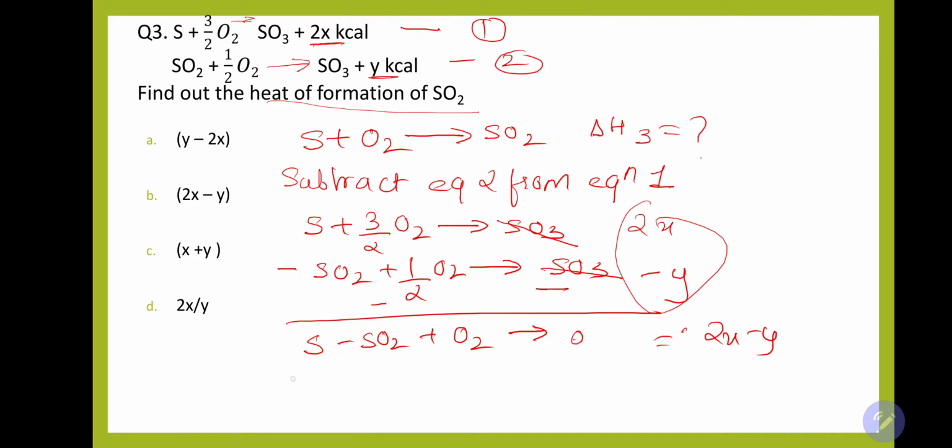So rewriting this equation, you can see that S plus O2, take this SO2 this side, it will give you SO2, which is equal to, so what is the answer? It is 2x minus y. Okay, so the answer is 2x minus y. Let's move to the next question.